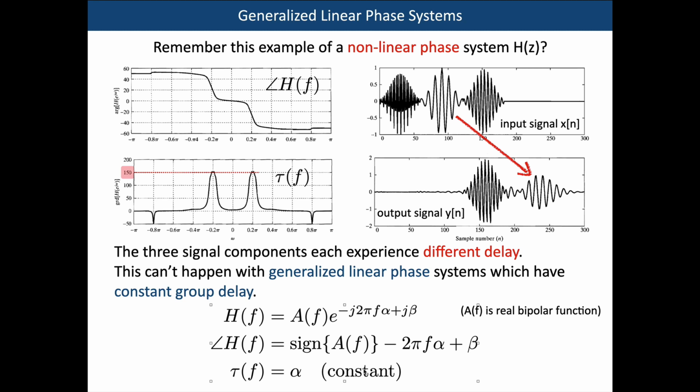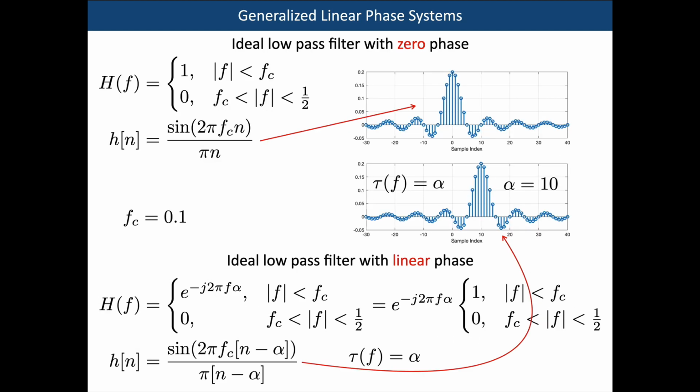Let's take a look at what would be needed in order to have generalized linear phase. So here is an example of an ideal low-pass filter. So again, it has a gain of 1 in the passband, which is frequencies below fc for cutoff, and it's 0 for frequencies above the cutoff frequency.